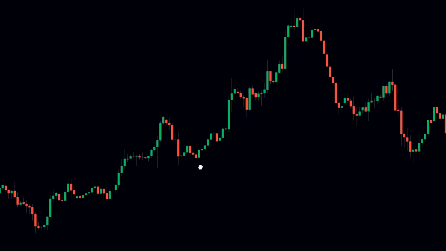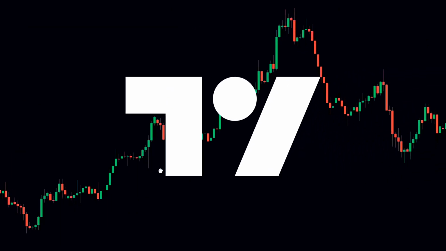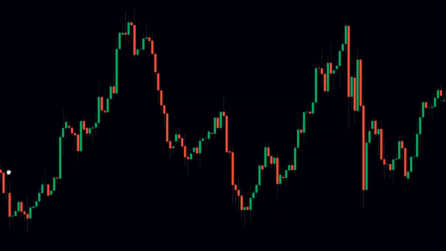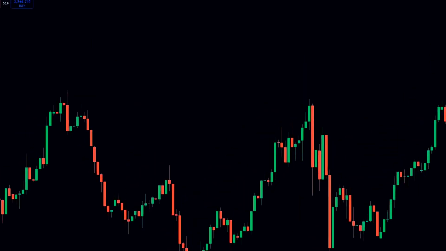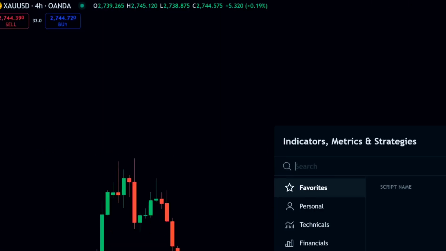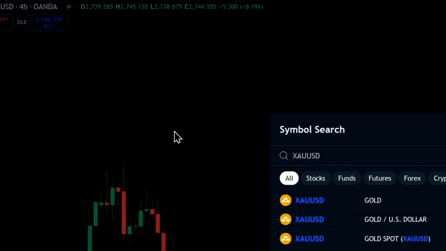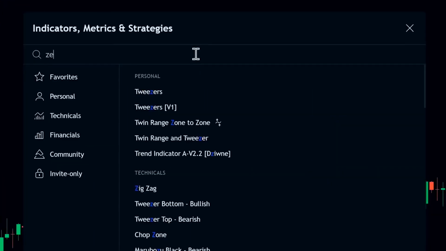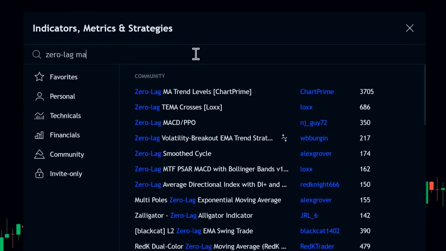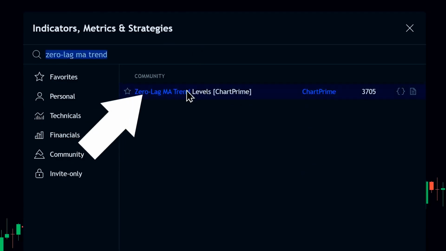Go to TradingView, which is the platform I'll be using. If you haven't signed up yet, there's a link in the video description. Next, load any trading security you like on any time frame, it doesn't matter. Then open the indicator search tab and type in zero lag moving average trend levels. Make sure to select the one created by Chart Prime.